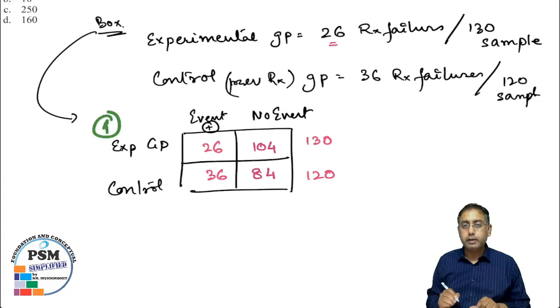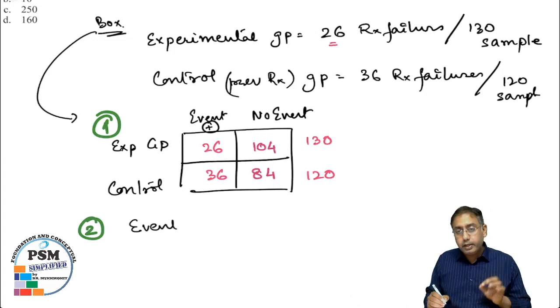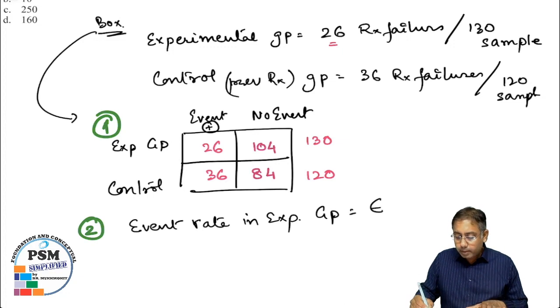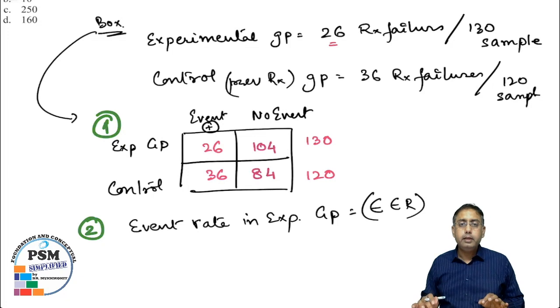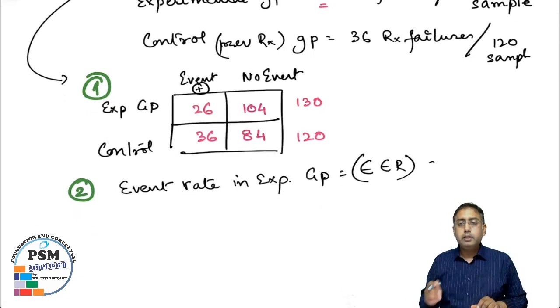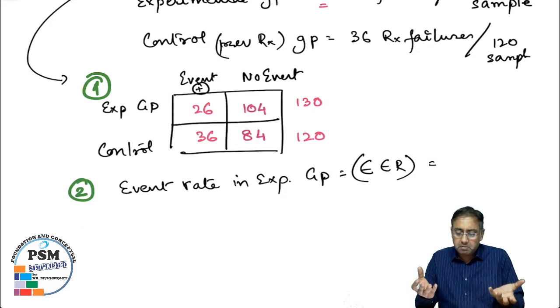I have completed step number 1. Step number 2: calculate the event rate, listen to it carefully, in the experimental group. That is known as the experimental group event rate. We call it EER. EER is the event rate in the experimental group. So how much is the event rate in the experimental group? How many deaths happened within the total? That's what it technically means.